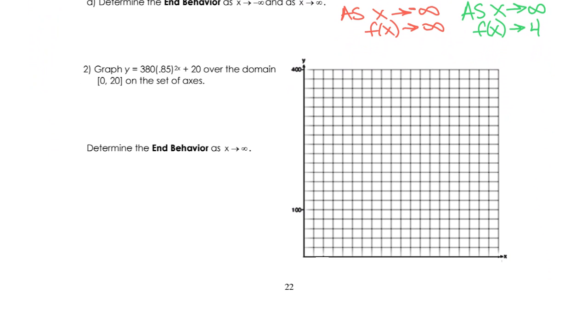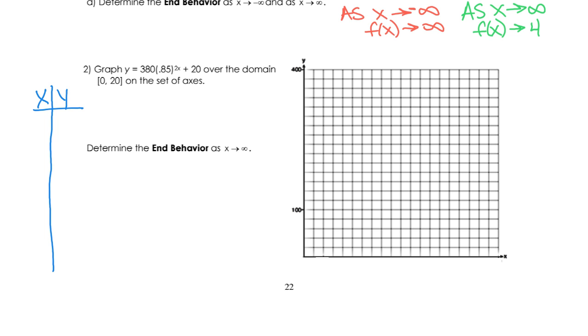And in number 2, we got some big numbers here. It says graph 380 times 0.85 raised to the 2x plus 20 over the domain from 0 to 20 on the set of axes, and then determine the end behavior. Okay, so we'll set up our table. They're actually giving us an interval from 0 to 20. That doesn't mean that we have to copy down 20 numbers though.